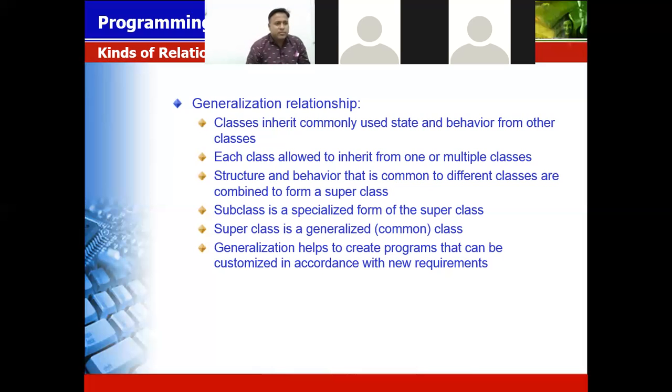Generalization relationship: a class inherits commonly used state and behavior from another class. Each class is allowed to inherit one or multiple classes. It's saying that a class inherits commonly used state and behavior from other classes.